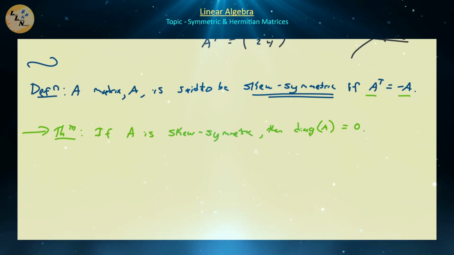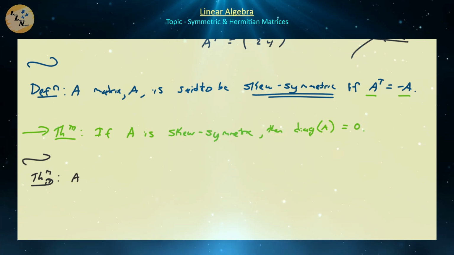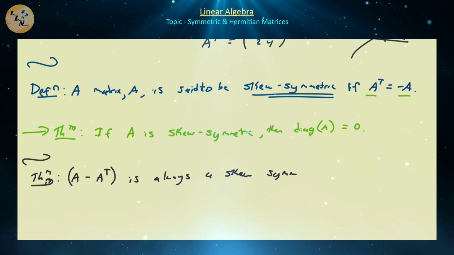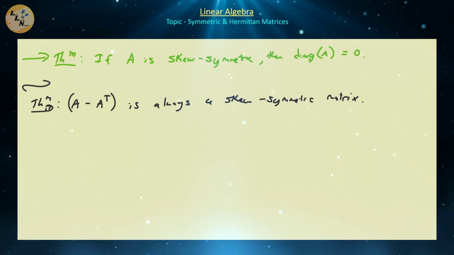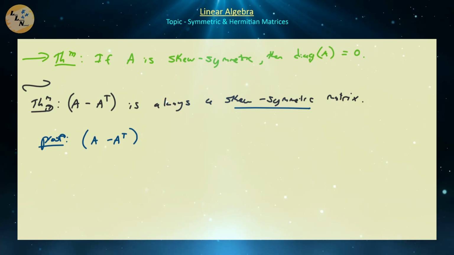Now, one can also show, and this is the next important theorem, that A minus A transpose is always a skew symmetric matrix, provided that, of course, A is a square matrix. How are we going to prove that? If we want to show that A minus A transpose is skew symmetric, we need to take the transpose of it and show that it's equal to the opposite of the original.